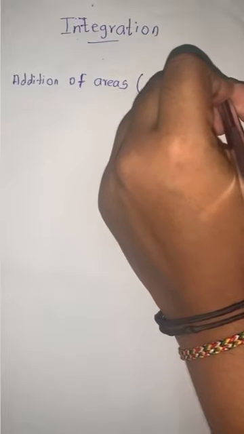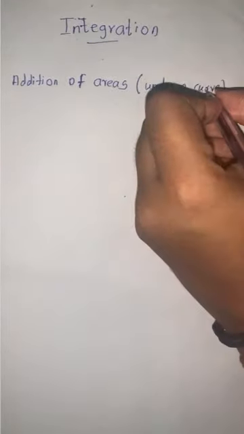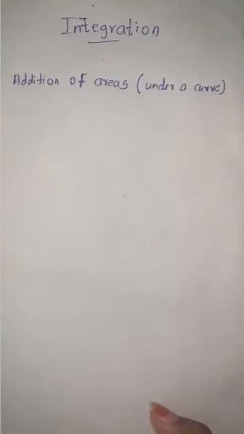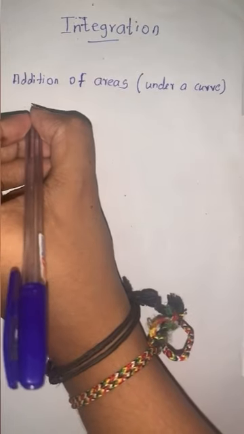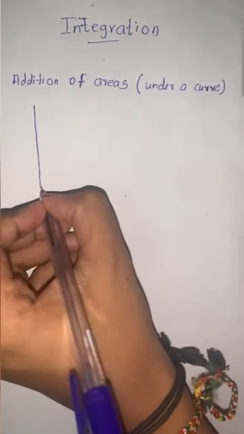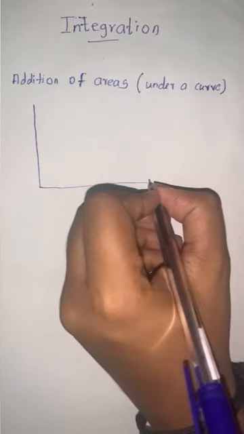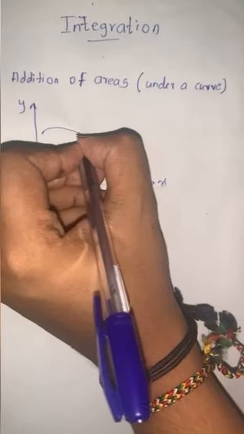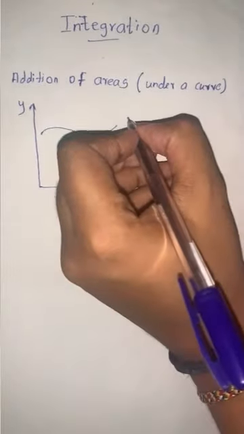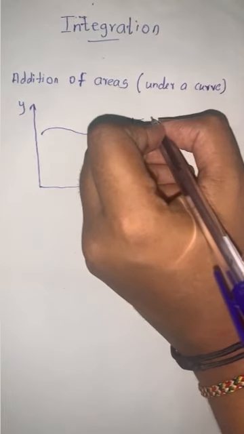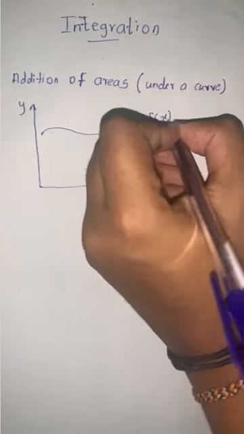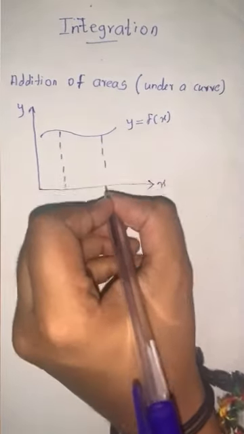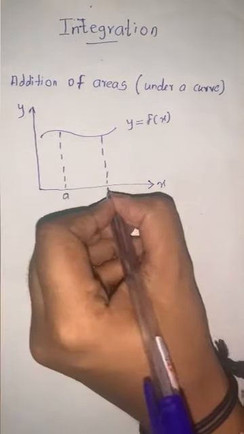For a better explanation, I'm going to show it in a diagram. So I'm going to draw a graph. Here are my x and y axes. After drawing the axes we have to name them, so y and x. So this is my graph. The curve is y is equal to f of x, and I want to know the area under it between the two points where x is equal to a and b.